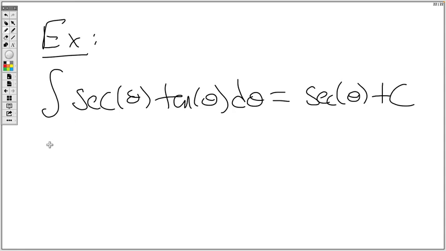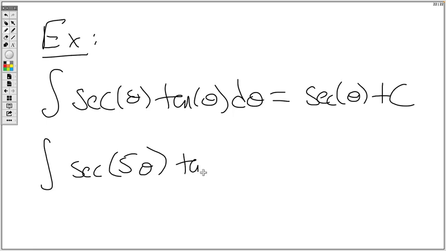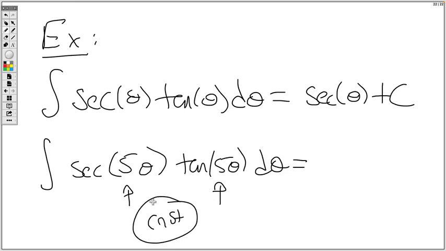So if I want to integrate secant of, Jacob, what's your favorite number? 5. 5 theta, tangent of 5 theta, d theta. Once again, this is a constant. We know that constants can easily factor out of derivatives. So this is going to be not secant of 5 theta, but what? If you took the derivative of secant of 5 theta, you have secant of 5 theta, tangent of 5 theta times 5. So you'd have a 1/5 out front. Make sense or not, folks?